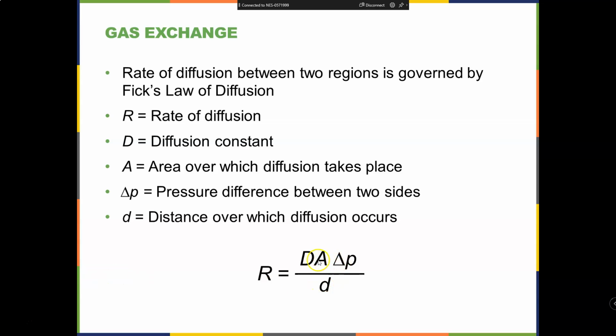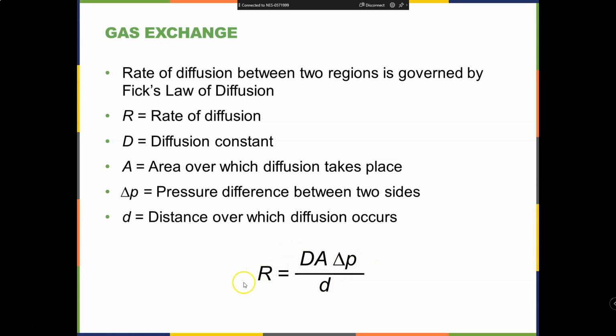And then that is also, so that diffusion constant and the area multiplied by the pressure difference between the two sides, and then all of that divided over the distance which diffusion has to occur. So from one cell to another, from 4 cells, 5 cells, greater physical distance, whatever that is. So those are a bunch of factors. Again, you don't have to memorize this, but that's what this thing means. So this times this divided by that is equal to that.